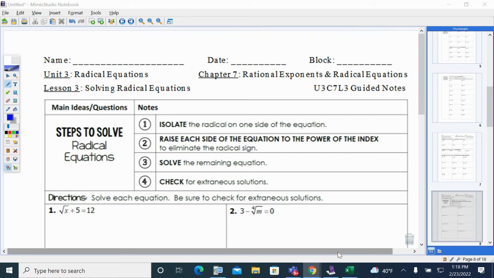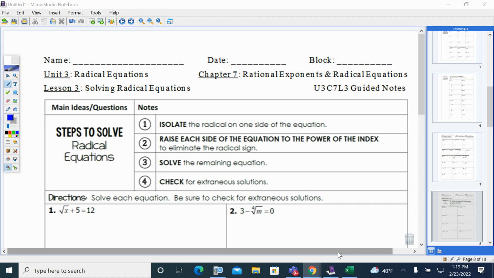This video is on Unit 3, Chapter 7, Rational Exponents and Radical Equations, Lesson number 3, Solving Radical Equations. In your notes here, steps to solve radical equations. Step number one says to isolate the radical on one side of the equation. So basically in that first step, we have to make sure that we get the radical all by itself.